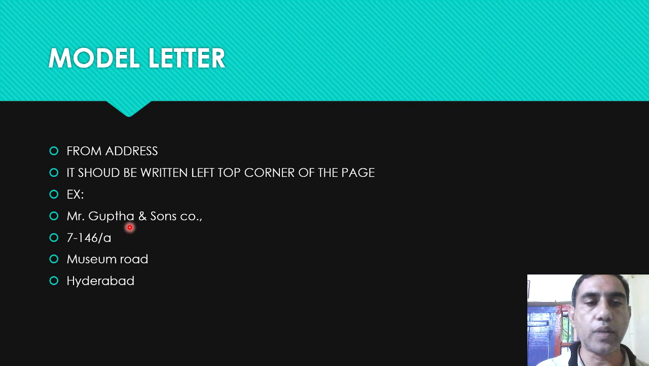Example, Mr. Gupta and Sons Co., 7-146 by A, Museum Road, Hyderabad. One more important thing I want to mention: no punctuation marks are used in block format except in the body of the letter. Except the body of the letter, you should remember this. This is the from address.